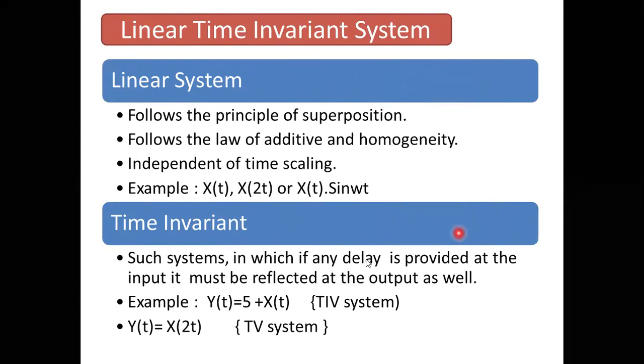And in the second case, you just see, we have a time t that is getting multiplied by 2, but that 2t is not reflected at the output. Okay, it means the system is time variant. Here in the input, you can see that time is multiplied by 2, but this is not reflected at the output. So this is an example of a time variant system.